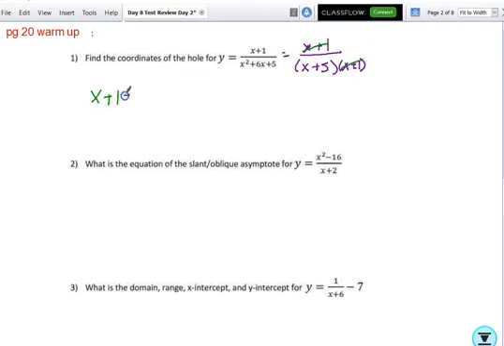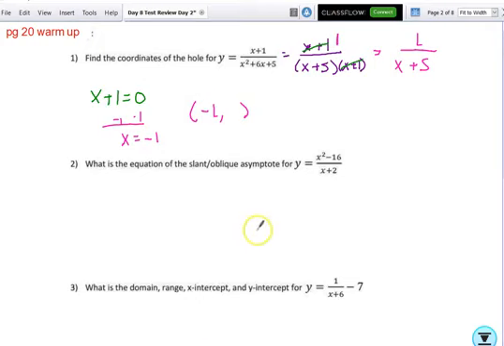So when x plus 1 equals 0, it'll give me the x coordinate of the hole. When I write my condensed function, when I divide these factors, anything divided by itself is 1. So my condensed function is 1 over x plus 5.